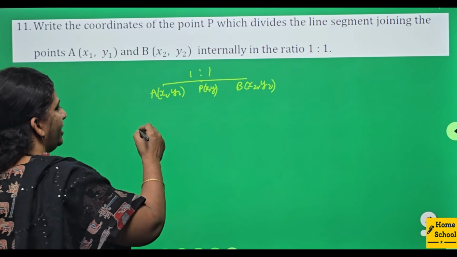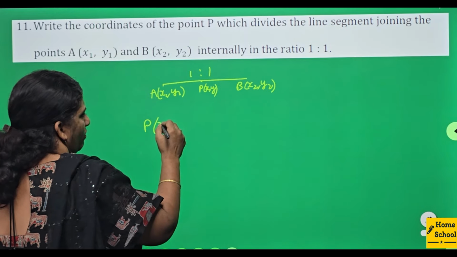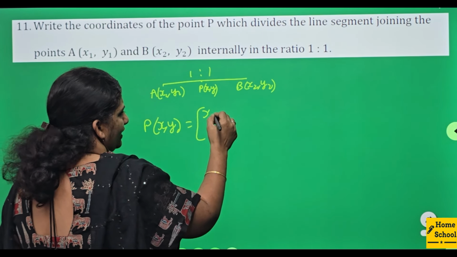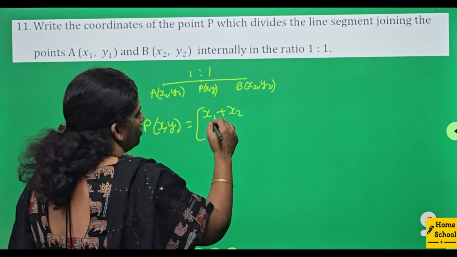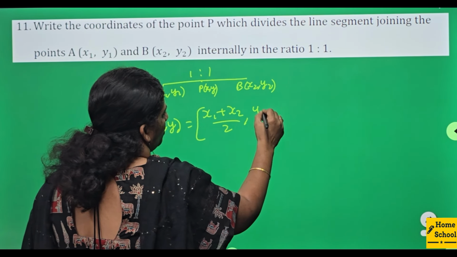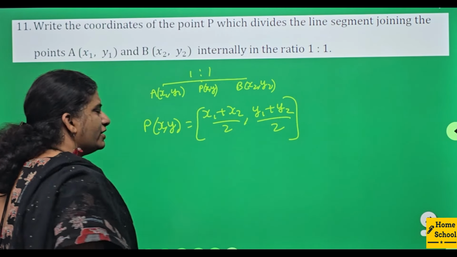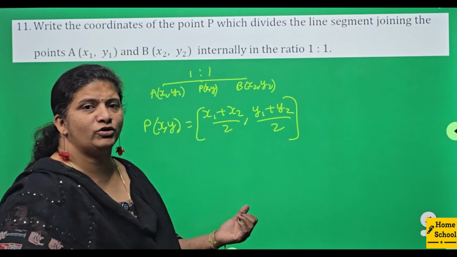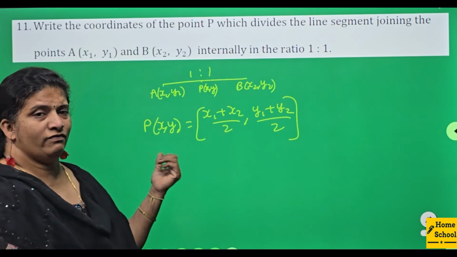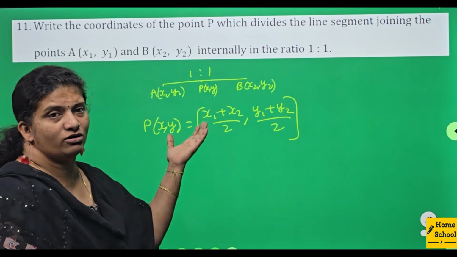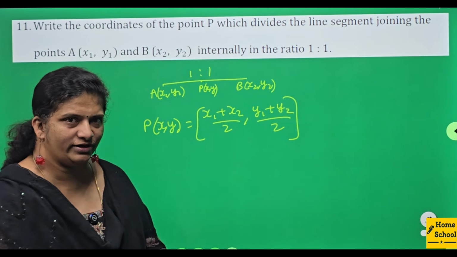So directly you can write P(x, y) is equal to the midpoint formula. Also you can write, that is (x1 plus x2)/2, (y1 plus y2)/2. Or else you can take m1 value 1, m2 value 1, (1 into x2 plus 1 into x1)/2, also same answer you are going to get.